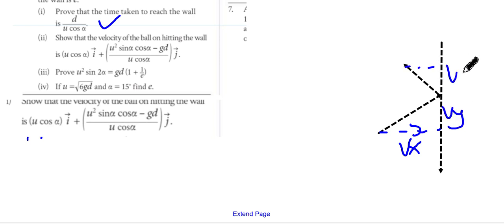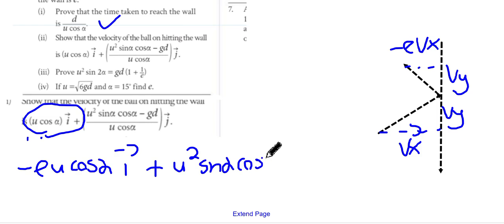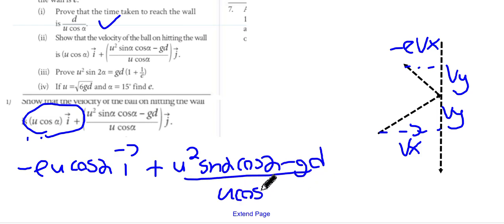After the impact, it's phi y and minus e phi x. So I'm just going to slap an e in front of the phi x part. So it's going to be e u cos alpha i. And then the j value stays the same. So it's going to be minus because it's going to the left now, right? And then it's going to be minus u squared sine alpha cos alpha minus g d all over u cos alpha j.